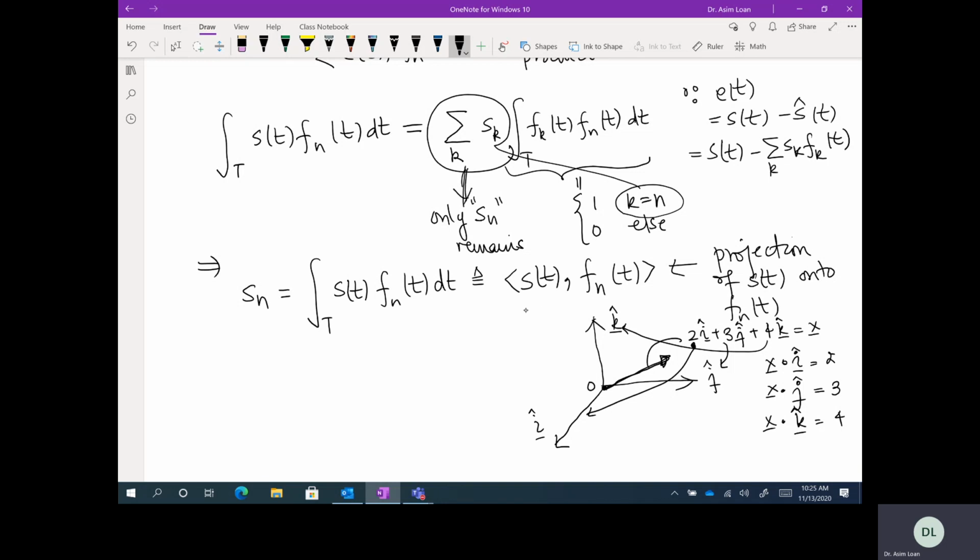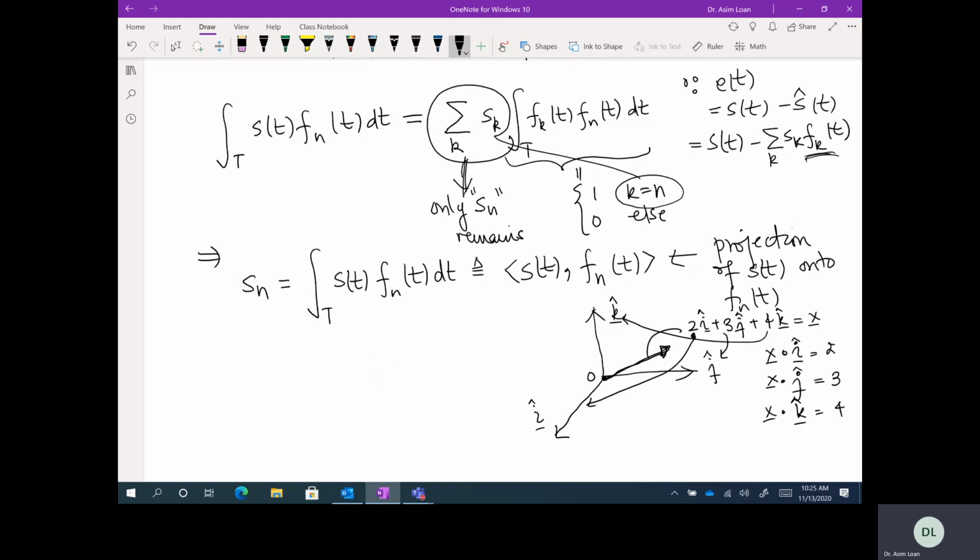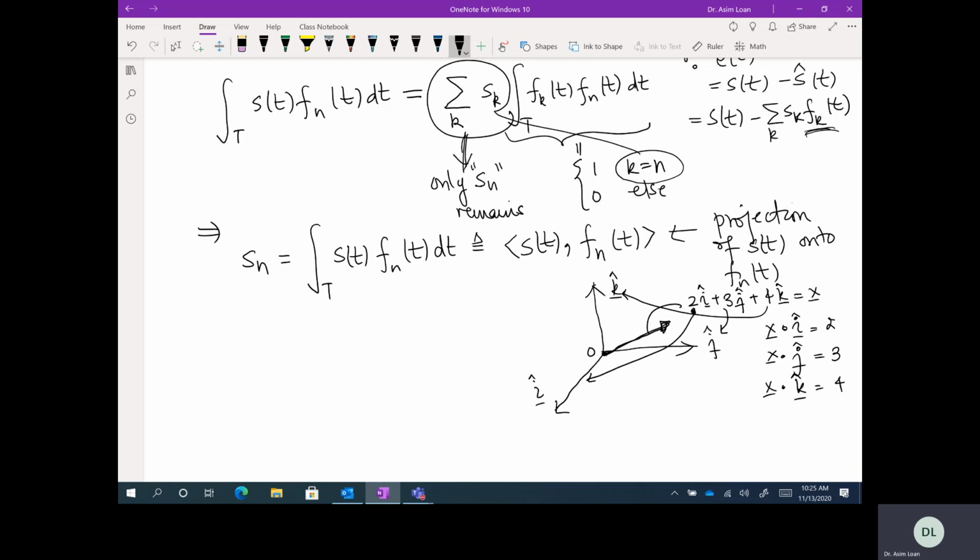So this is what we have done. We have done the same thing over here, where we have this function s of t, and we have projected s of t onto this set of orthonormal functions, and we get s n, or s k, since this is s k here. So this s hat of t is the sum of the projections of s of t along these orthonormal functions f k, right? So this is simply the projection. So if this is the projection, then this is what I said before.